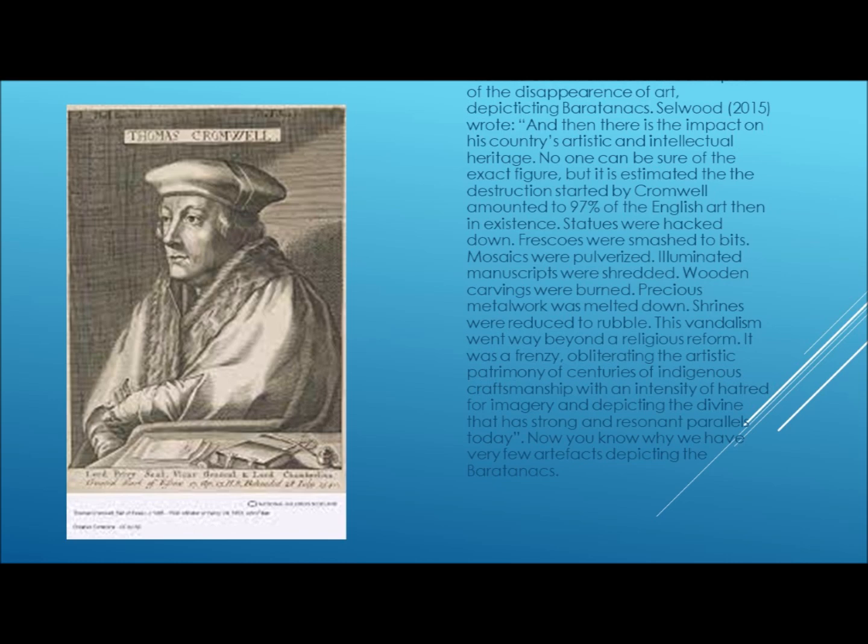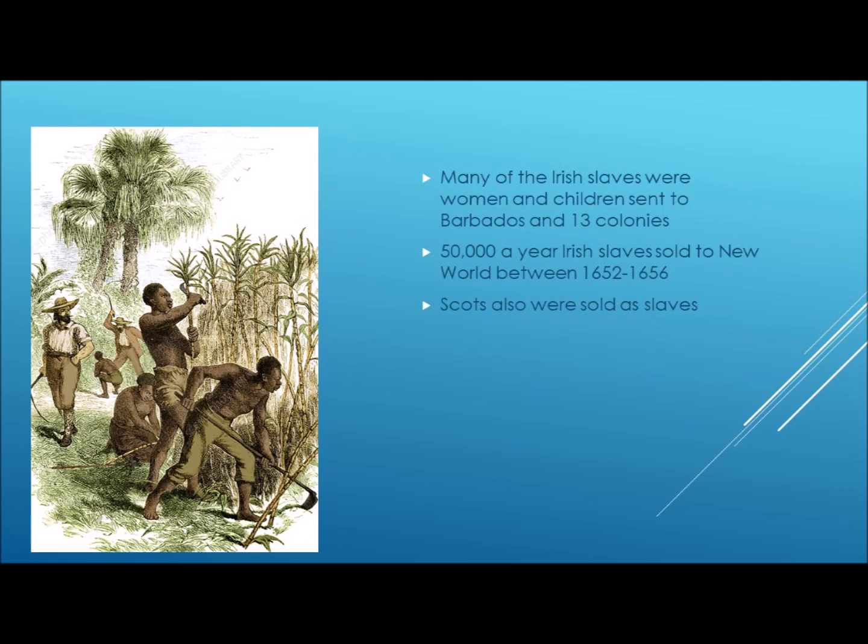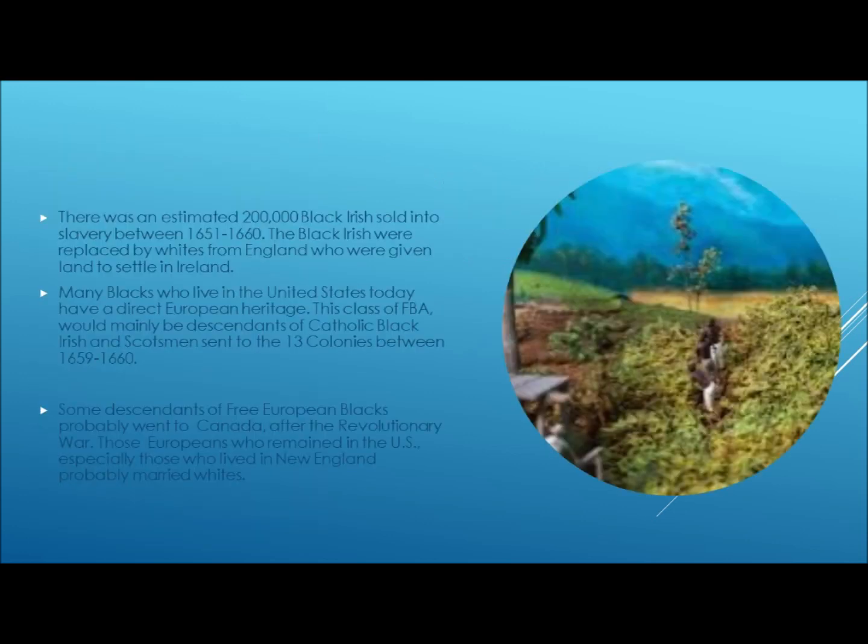Many of the Irish slaves were women and children sent to Barbados and the 13 colonies. 50,000 a year Black Irish slaves were sold to the New World between 1652 and 1656. Scots also were sold as slaves. If they were Black and Catholic, they became a chattel slave. 1652, 1656, that was even before they started bringing Africans as slaves. The British made those Black Scotsmen and Black Irishmen their slaves. There was an estimated 200,000 Black Irish sold into slavery between 1651 and 1660.